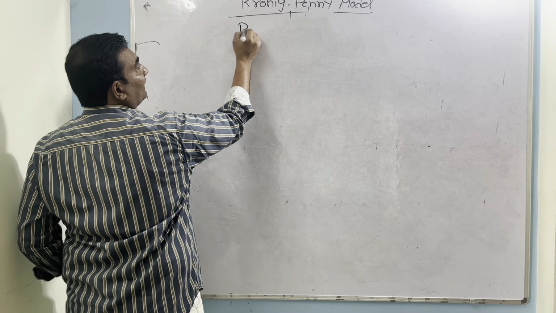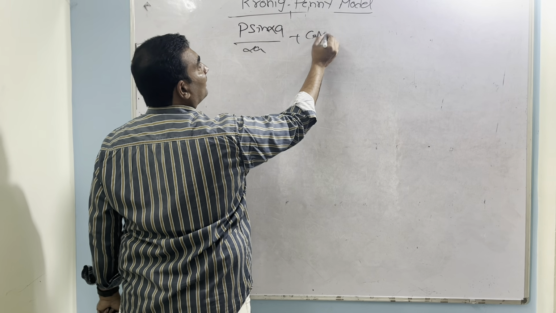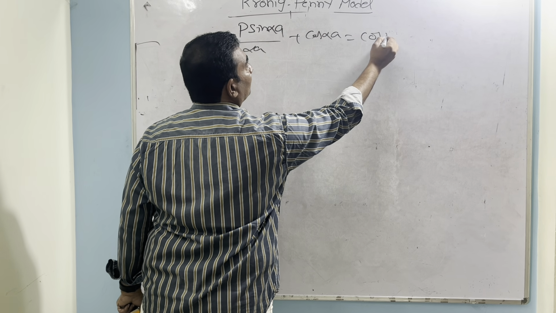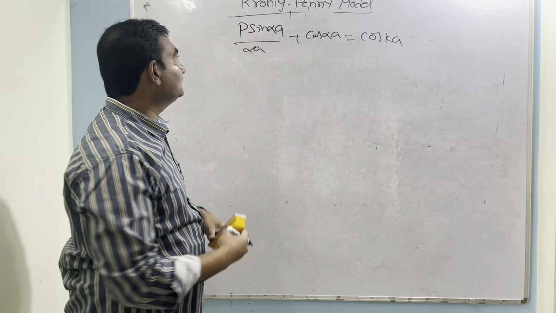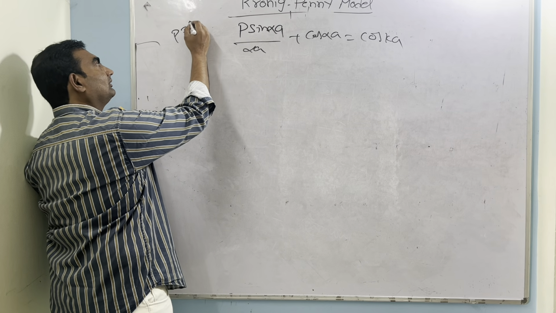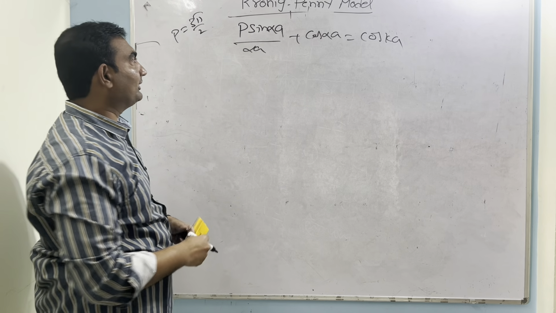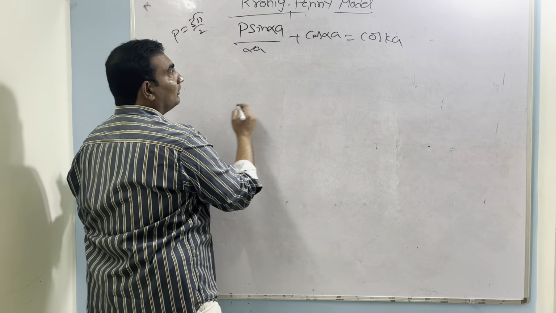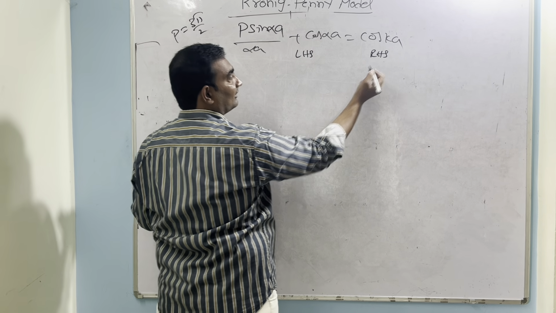So what is the equation? P sin alpha A by alpha A plus cos alpha A is equal to cos Ka. This is the condition of the wave function, which we are going to take for P equal to 3 pi by 2. So now in this equation, of course, this is LHS, this is RHS.